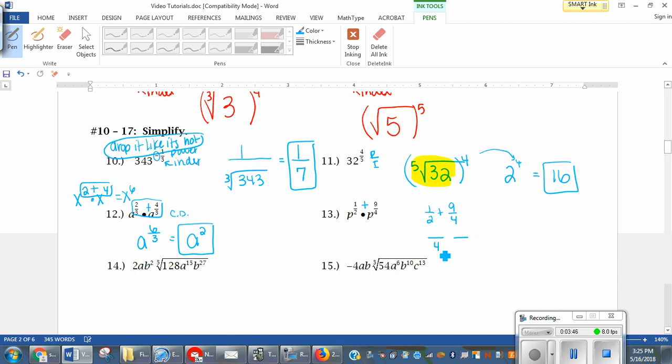Okay, so if you needed to get common denominators, the second fraction will stay. This one gets multiplied by 2, but don't do that by hand. Let your calculator do the work for you. This will become 11 over 4. So I'll call this p to the 11 over 4.